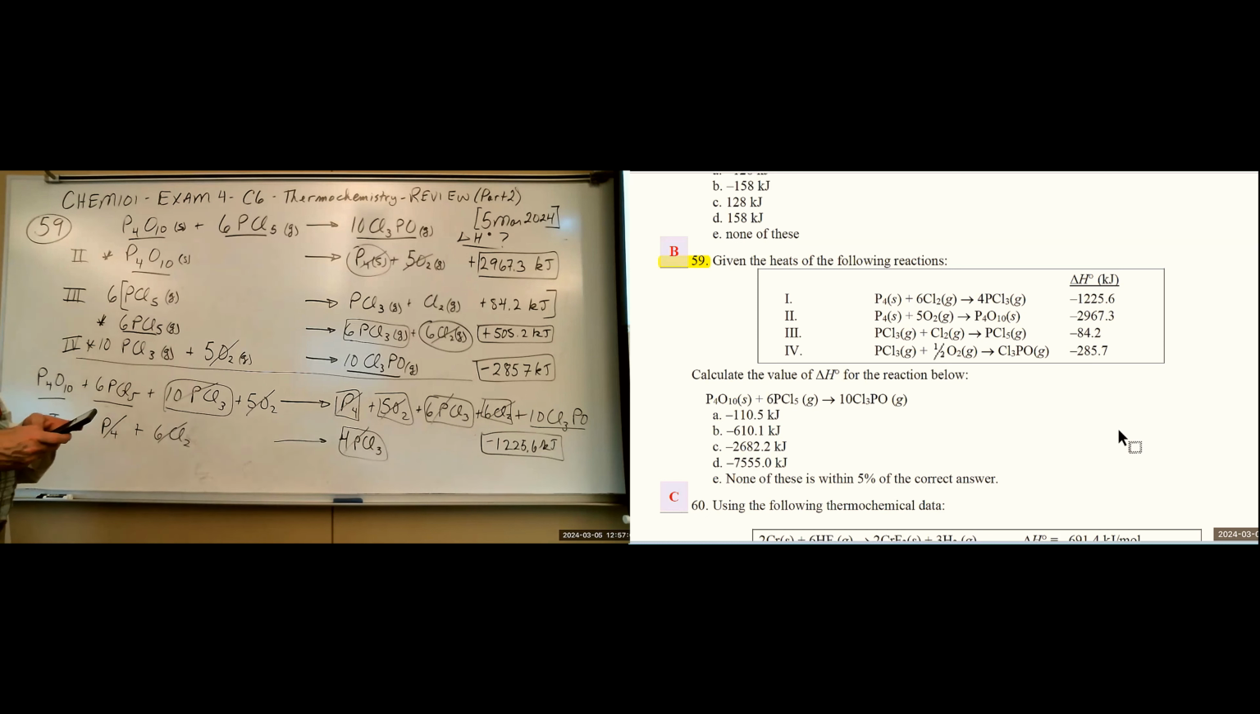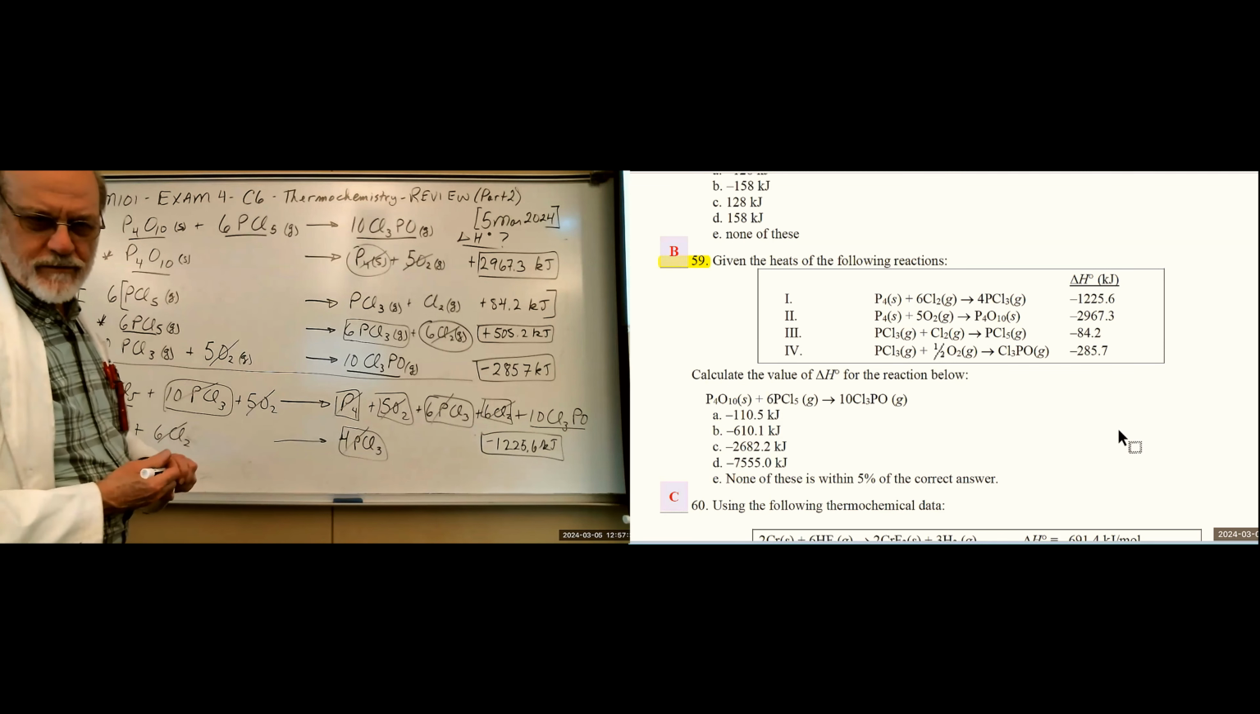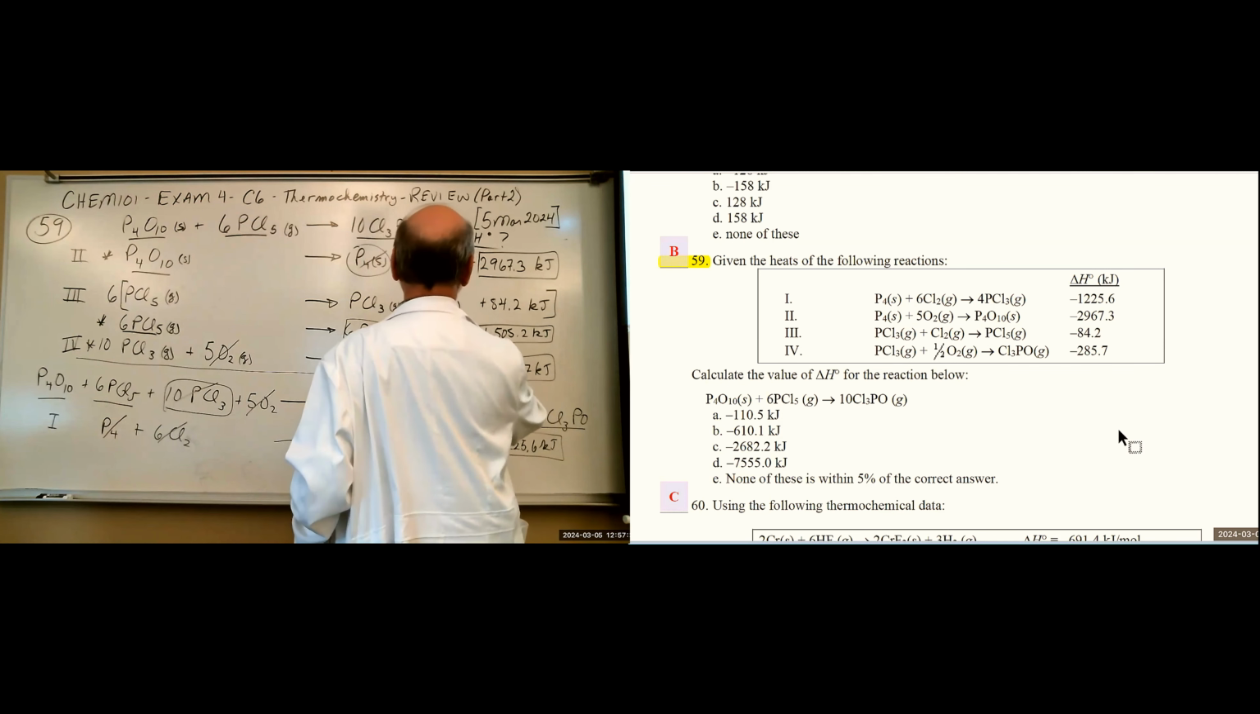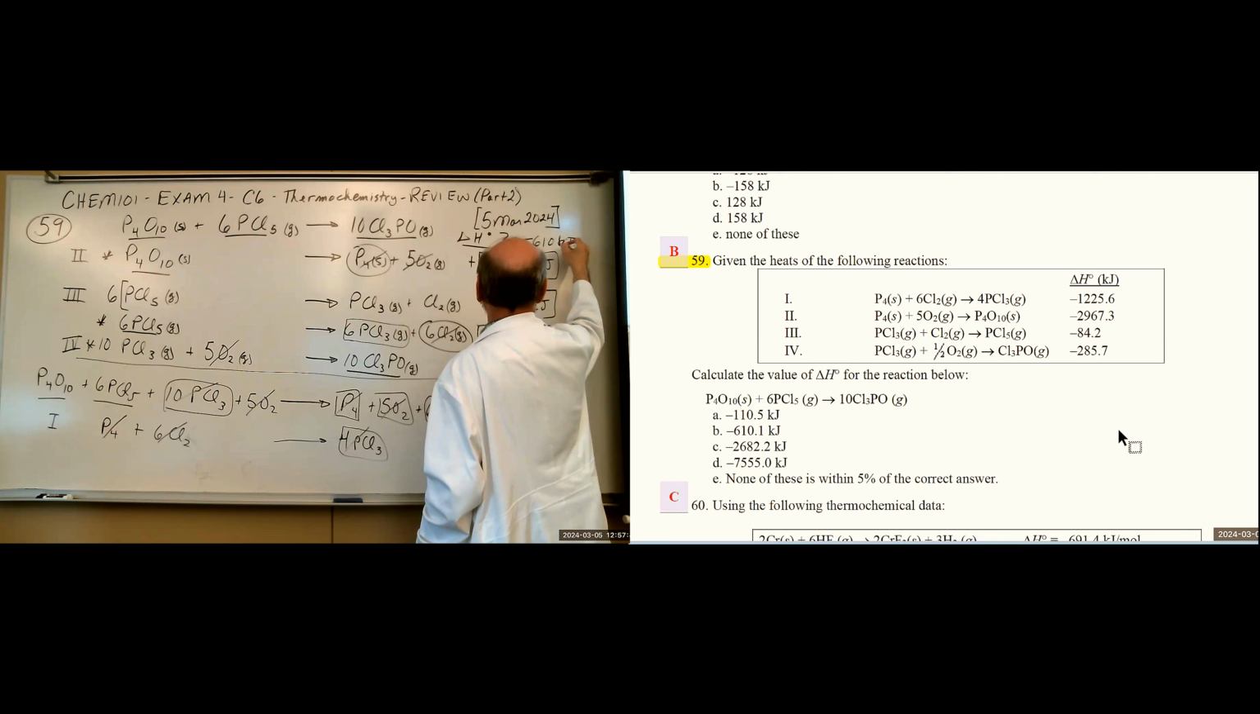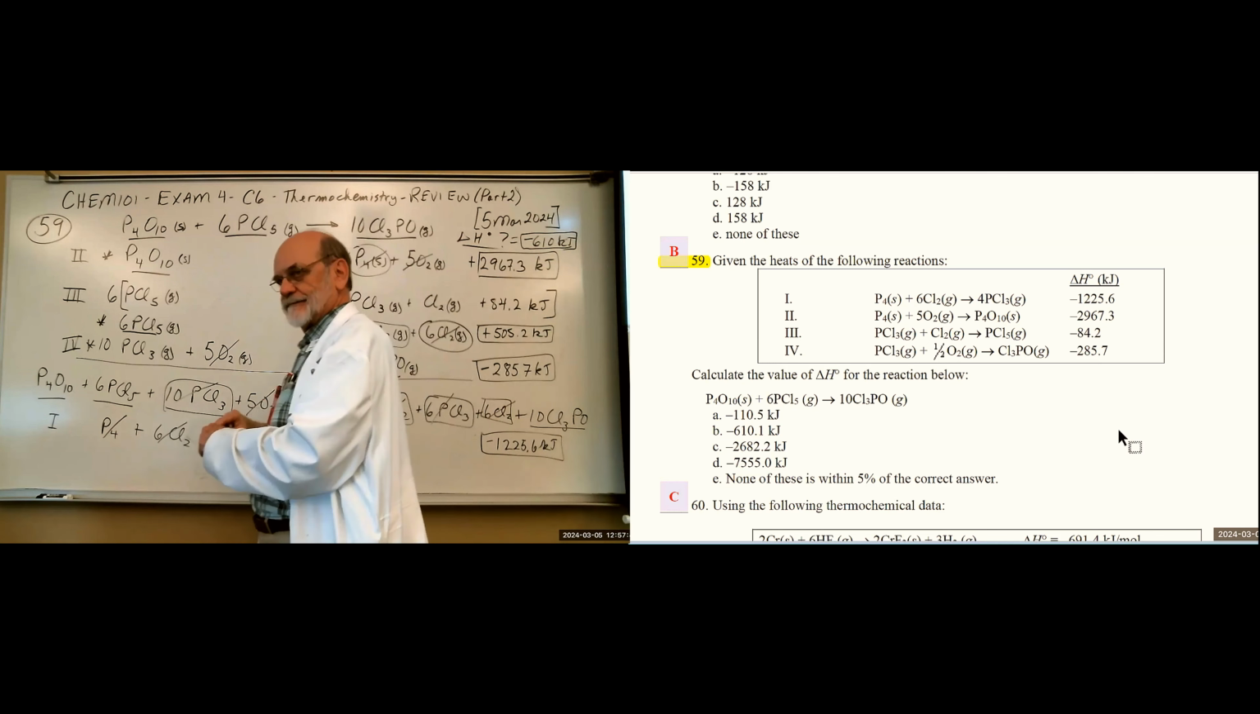Okay, so let's add those up. 2967.3. Yep, and 84.2. Oops, nope, 84.2. 505.2. And 2857 minus, and 1225.6 minus. Okay, I get minus 610. Is that one of the answers? Yeah. So altogether, this is minus 610. So I was creating a monster where there wasn't one.